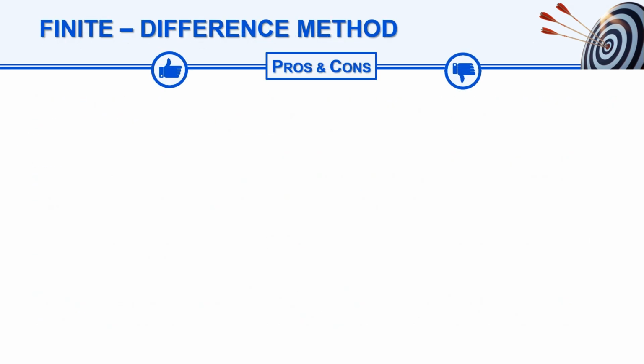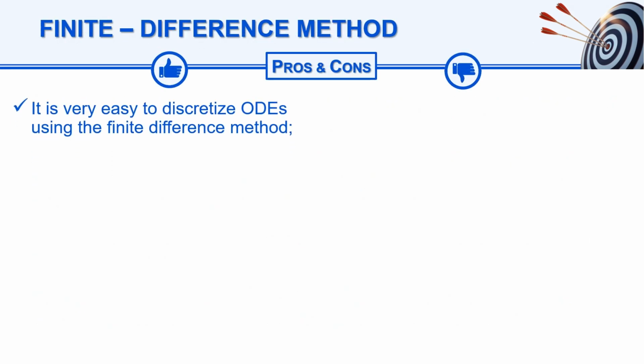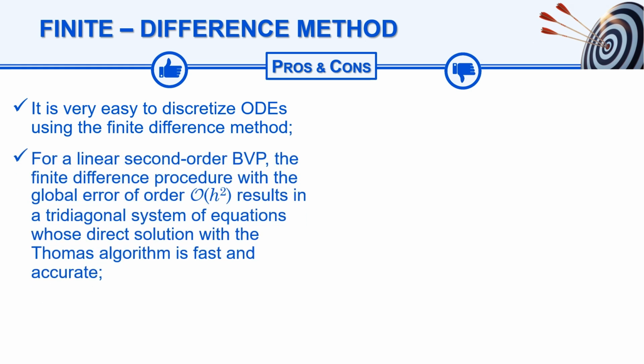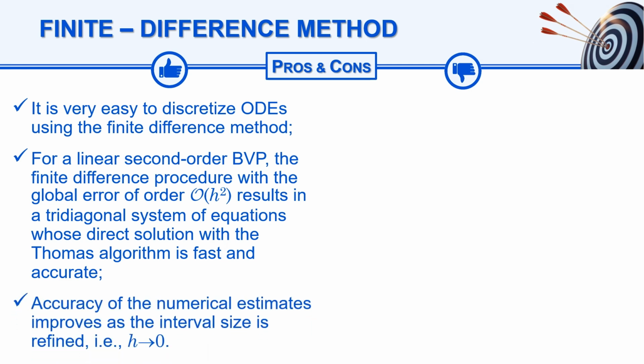The advantages of the finite difference method are: it is very easy to discretize ordinary differential equations using the finite difference method. For a linear second-order boundary value problem, the finite difference procedure with the global error of order 2 results in a tridiagonal system of equations whose direct solution with the Thomas algorithm is fast and accurate. Accuracy of the numerical estimates improves as the interval size is refined, i.e., h becomes sufficiently small.